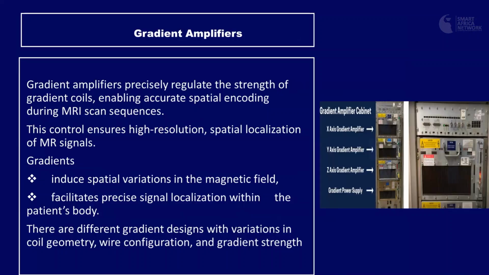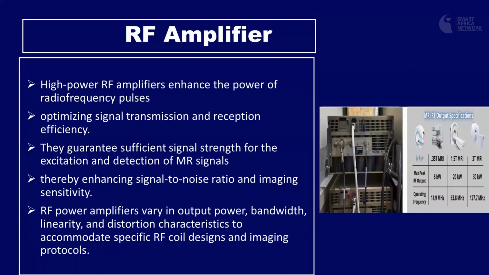And then the gradient amplifier, this is still part of the gradient. So they induce special variations in the magnetic field and facilitate precise signal localization within the patient's body. Okay, so the duty of the amplifiers is to ensure high resolution, spatial localization of the MR signals. They also come in different geometry or configuration. Same with the RF amplifier.